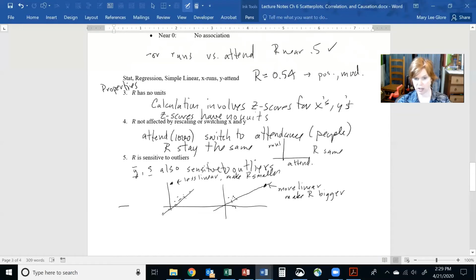All right, so maybe if I didn't have this point here, if I ignored that point and just had these, maybe R is 0.4 or 0.3, it's weak. But if I had this one, now it's 0.6. So it increased R a lot because this point makes it look like, oh, look, I've got a linear relationship. All right, so outliers have a huge impact on R.